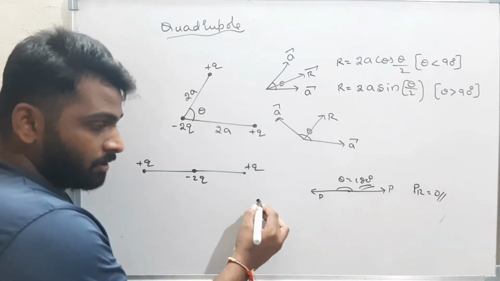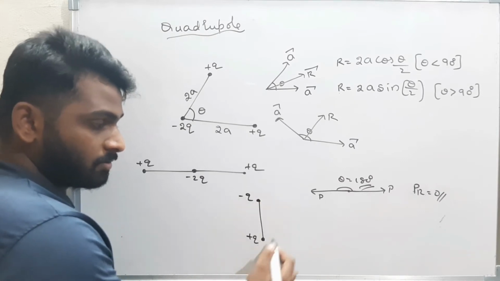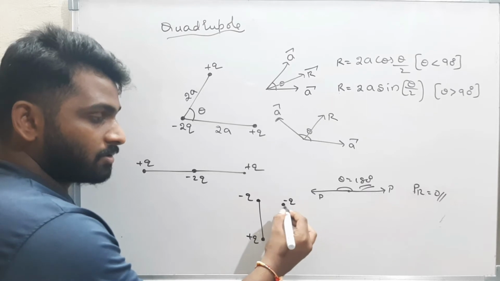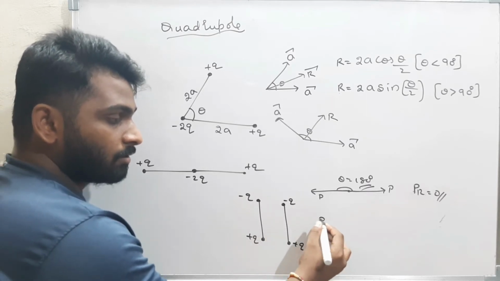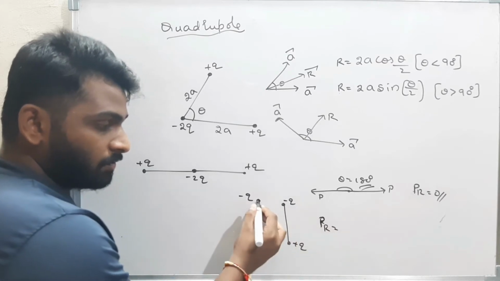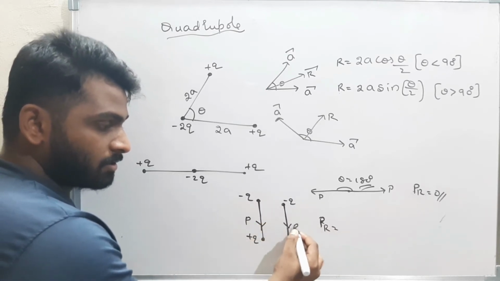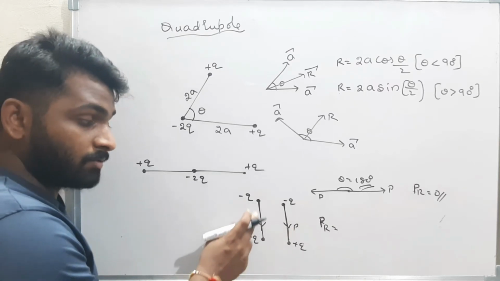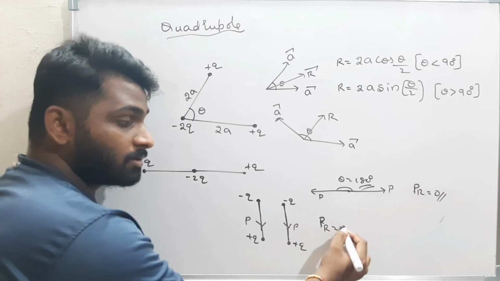Now this one, minus q, plus q. Here also, minus q, plus q. Now what is the resultant dipole? Because of this, it is this direction, and because of this, it is this direction. The dipole moment direction is always from minus to plus q. Both are in the same direction, therefore the resultant is 2p.